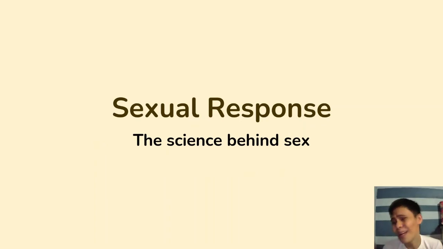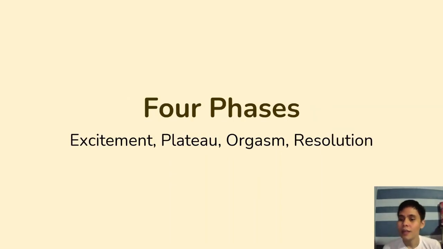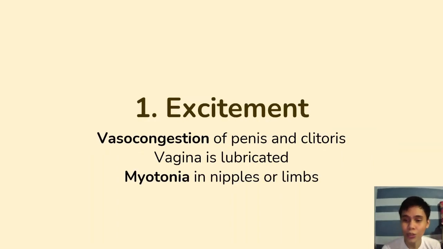Now, let's talk about sex. Let's talk about the sexual response, the science behind sex. So we're going to talk a bit about some of the topics that may be floating around in your head, some topics that you may have searched on the internet or have heard from your friends. Now, there are 4 main phases in the sexual response process: excitement, plateau, orgasm, and resolution. We're going to go through each one, and we're going to talk about some topics that are related to each one. First step is the excitement phase.